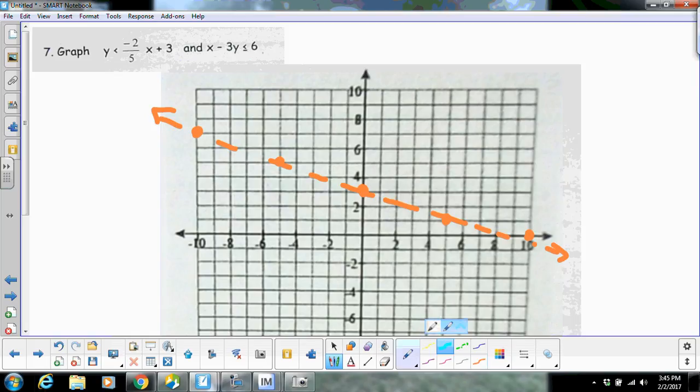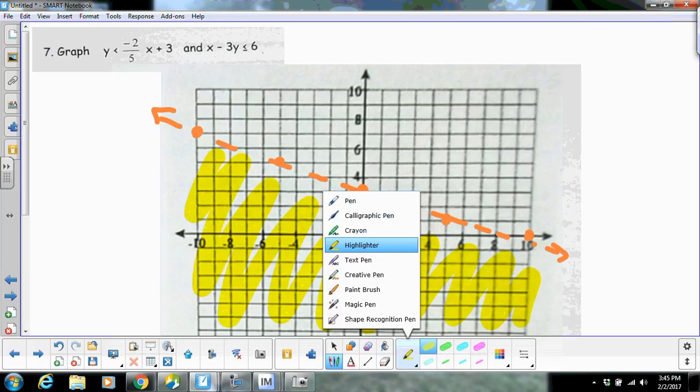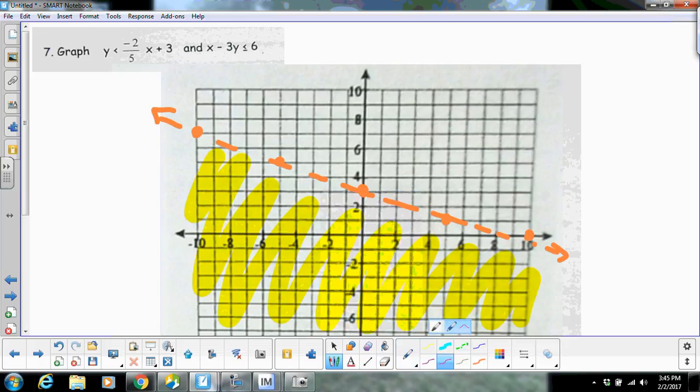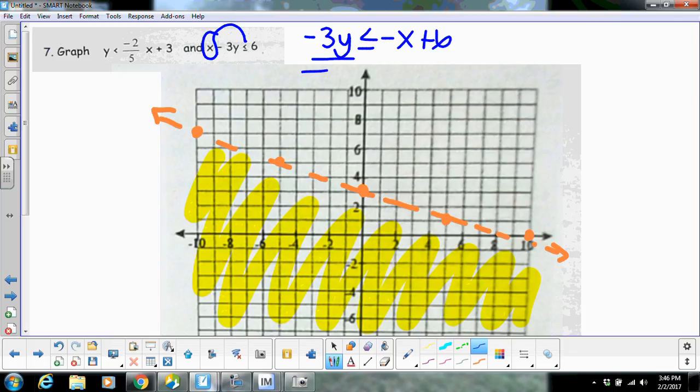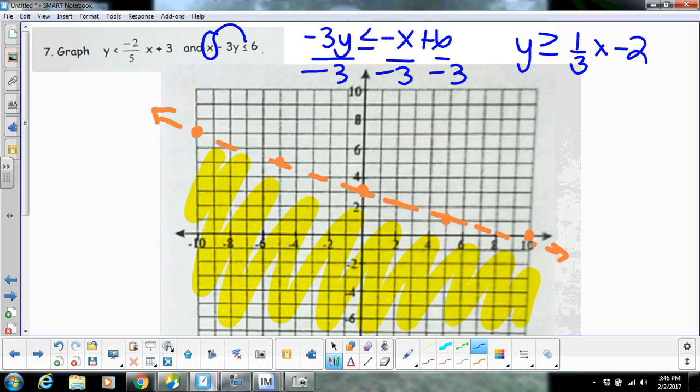Okay, remember this is a dual inequality or a compound inequality. Okay, so I'm going to shade with my highlighters so that I can see better. All right, problem number 2 up there. It is not in slope-intercept form, so we need to rearrange first. So I'm going to move my x. So negative 3y is less than or equal to negative x plus 6. All right, warning, warning, you're dividing by a negative, so I need to flip my sign. Okay, so now I'm going to start at negative 2, and I've got a positive 1/3 slope.